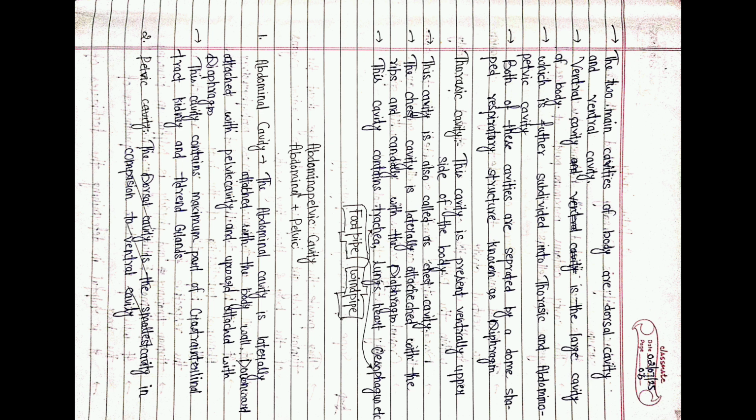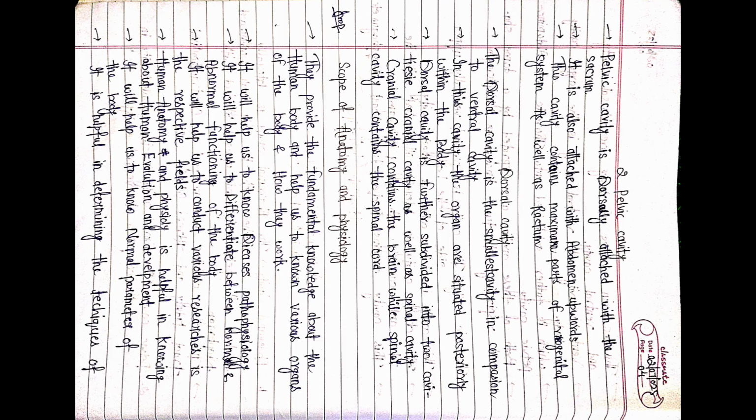1. Abdominal cavity. The abdominal cavity is laterally attached with the body wall, downward attached with the pelvic cavity, and upward attached with the diaphragm. This cavity contains the maximum part of the gastrointestinal tract. Pelvic cavity. The pelvic cavity is dorsally attached with the sacrum. It is also attached with the abdomen upwards. This cavity contains maximum parts of the urogenital system as well as the rectum.